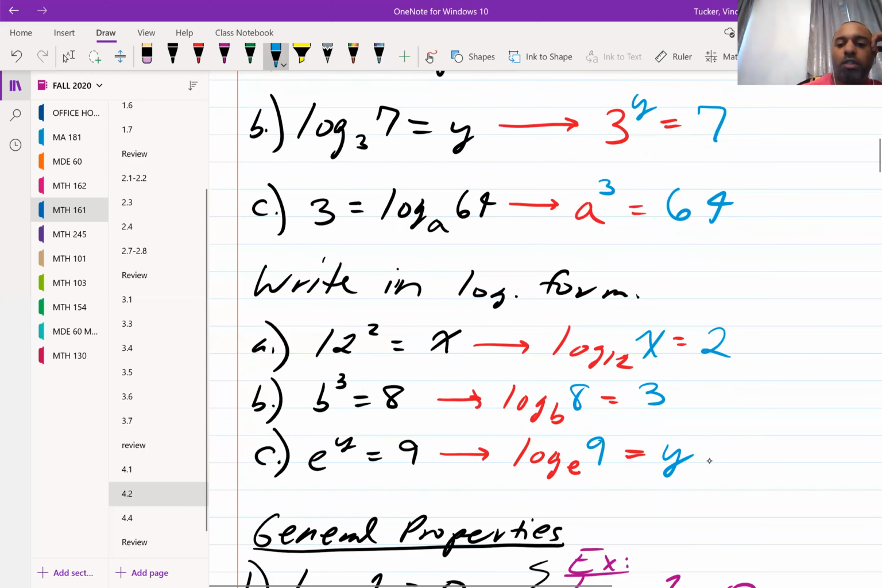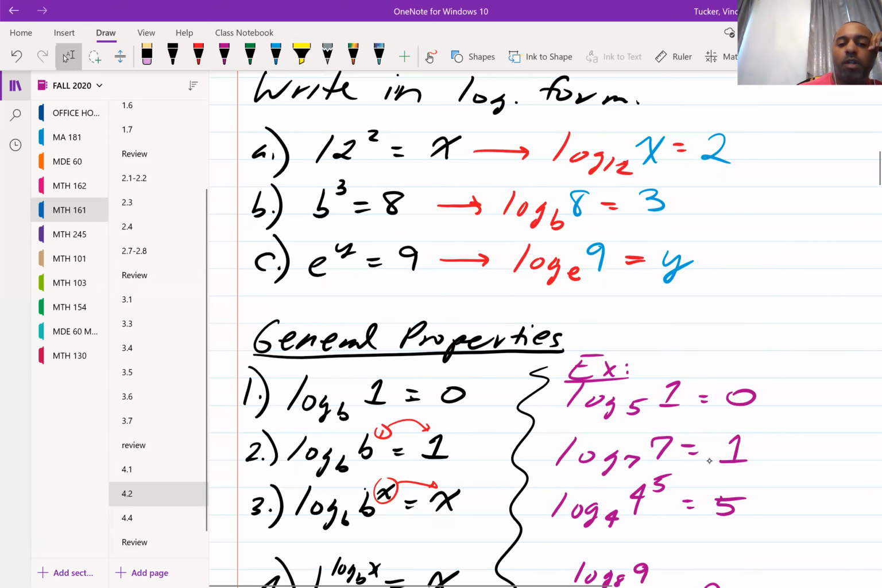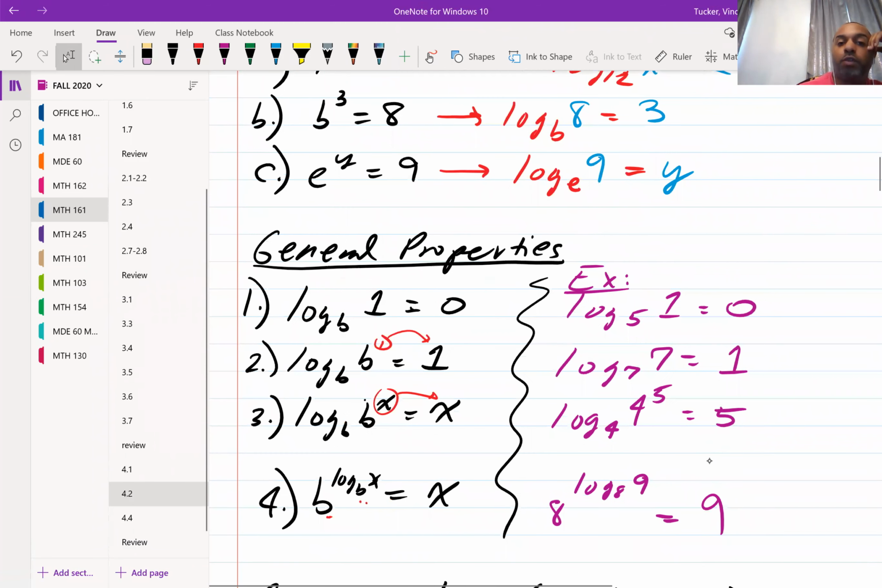All right, can scroll up. Pretty good. All right, so we have 4 general properties of our logs. So that base b is going to represent any base that you have. So log base b of 1 is always going to be equal to 0. So log of 1 with any base will give you 0. So whenever you take the log of 1, it will give you 0.